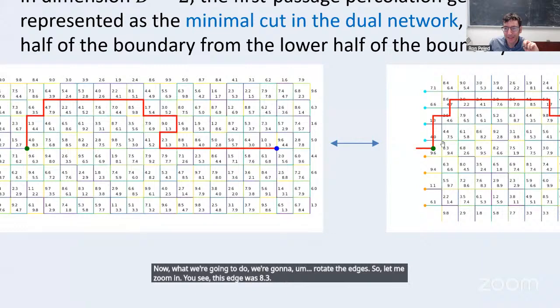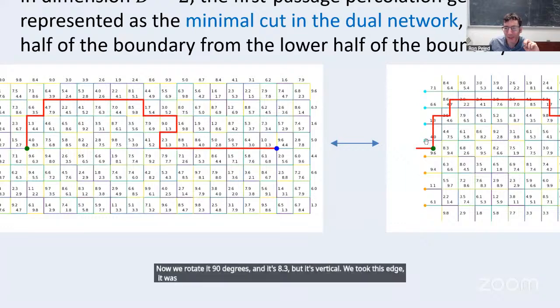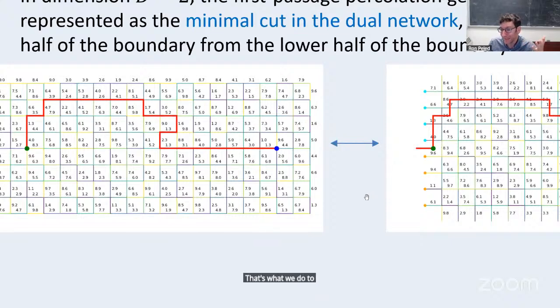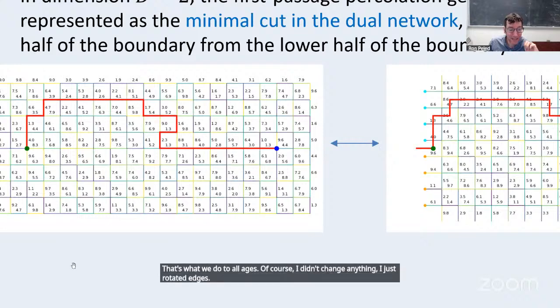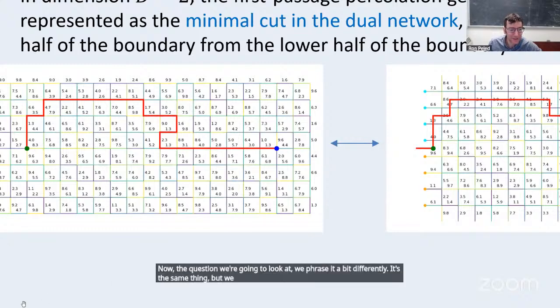Now we rotate it 90 degrees, and it's 8.3, but it's vertical. We took this edge, it was 4. We rotate it 90 degrees. There, it's 4 horizontal. That's what we do to all edges. Of course, I didn't change anything. I just rotated edges. Now, the question we're going to look at, it's the same thing, but we phrase it a bit differently.